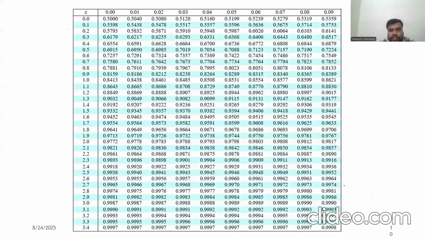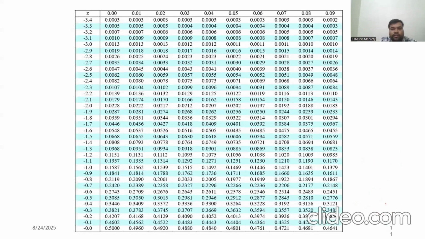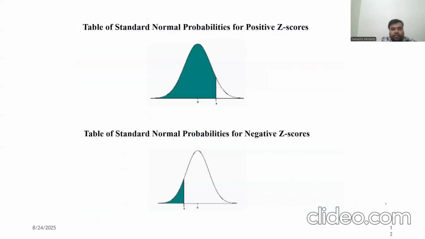Next, coming to the normal distribution table. Using this table, we will calculate. Okay, students, so here you can calculate. This is the normal distribution table. Here you can calculate these values using the Z score, which means the Z value, we can calculate the normal distribution. This is for negative values, and this is for positive values.